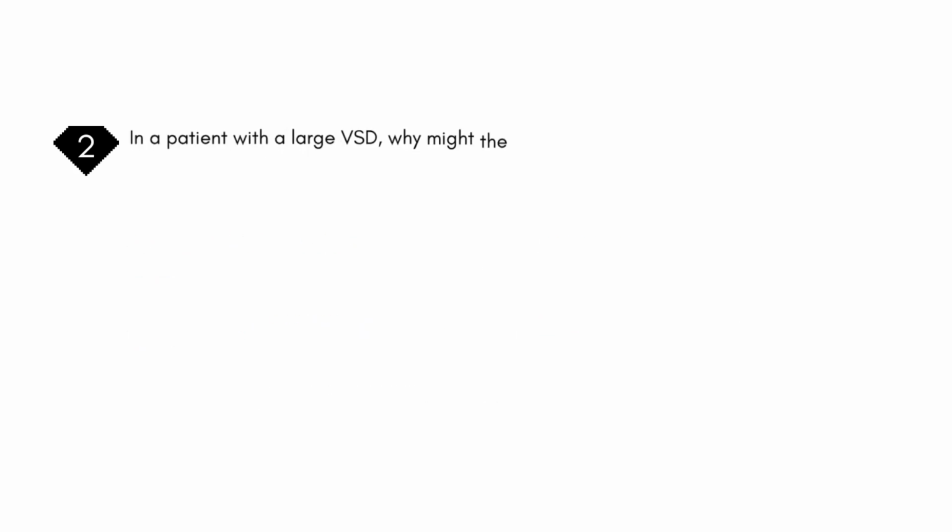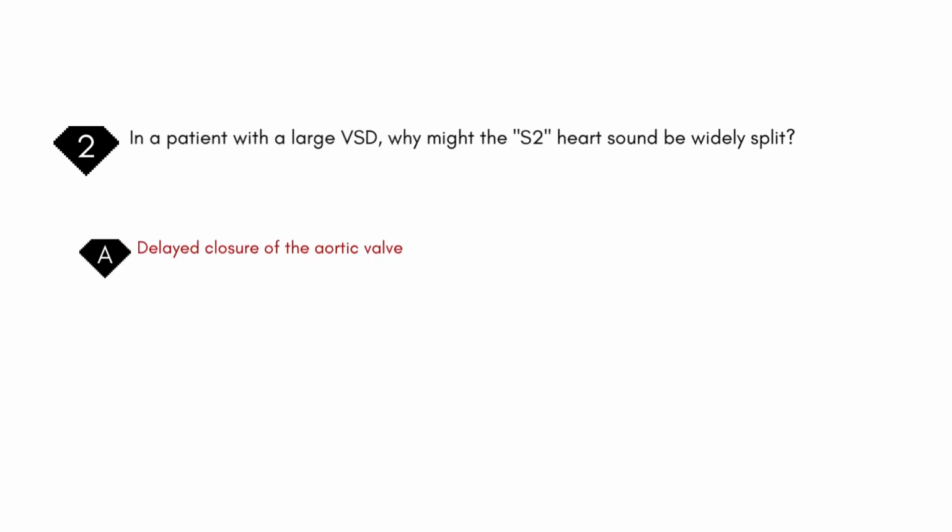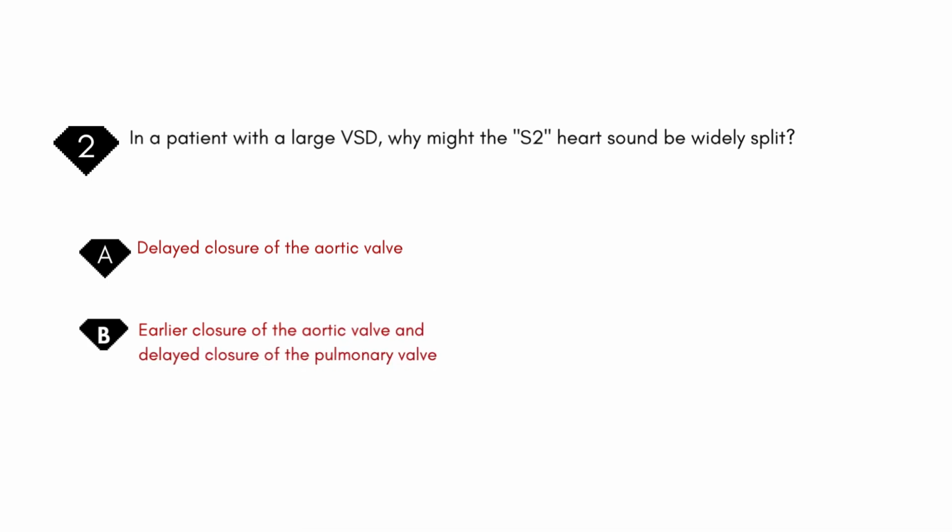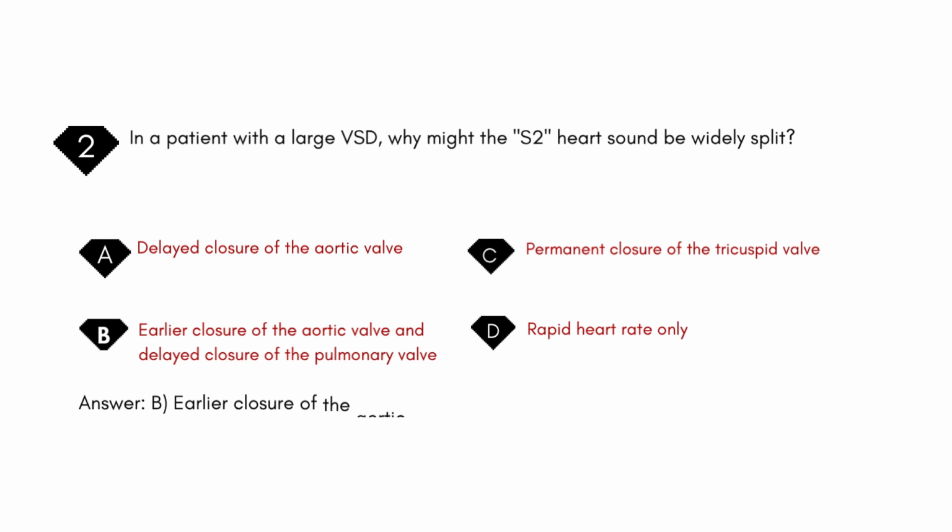In a patient with a large VSD, why might the S2 heart sound be widely split? A. Delayed closure of the aortic valve. B. Earlier closure of the aortic valve and delayed closure of the pulmonary valve. C. Permanent closure of the tricuspid valve. D. Rapid heart rate only. Answer: B. Earlier closure of the aortic valve and delayed closure of the pulmonary valve.